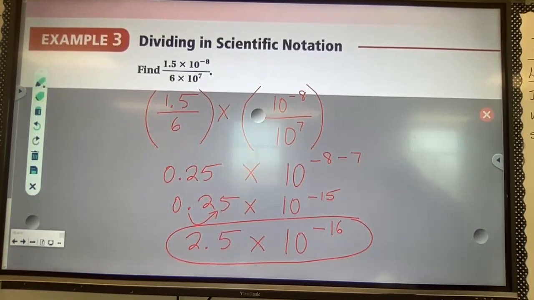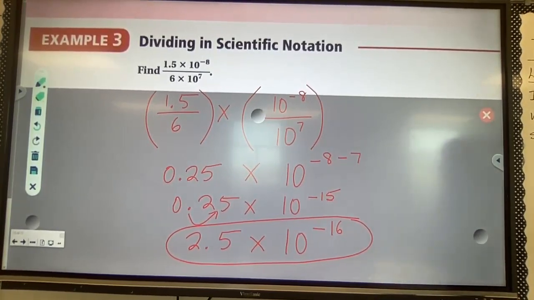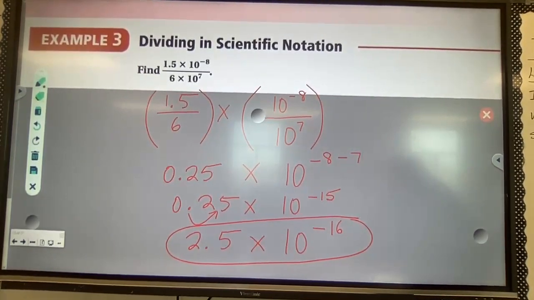Okay, so to add or subtract numbers written in scientific notation with the same power of 10, add or subtract the factors. And when the numbers have different powers of 10, you're going to first rewrite the numbers so that they have the same power of 10. And to multiply or divide numbers written in scientific notation, multiply or divide the factors and powers of 10 separately.